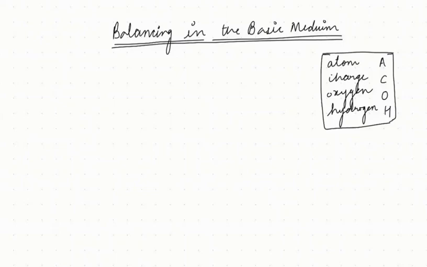So when we are talking about the balancing in the basic medium, what exactly does this work? Just see. Let's suppose I give you an equation: I negative plus MnO4 negative gives me IO3 minus 1 plus MnO2, right? That's the equation. Now I want you to balance it, and I'm writing it down with OH negative simply.